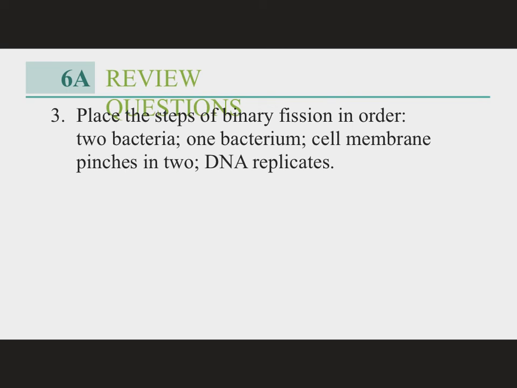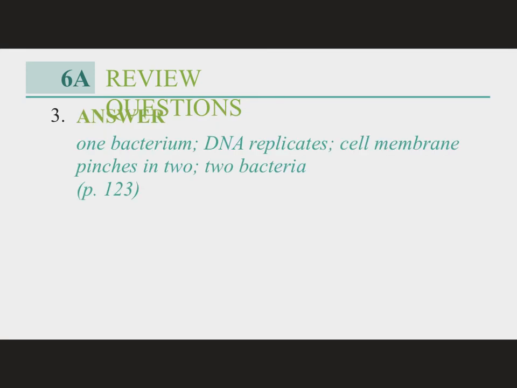Now, moving on. Let's talk about some questions here that you may have. Place the steps of binary fission in order. Let's move on, skip that. Okay, here's the answer to it. Well, one bacterium, then DNA duplicates, the cell membrane pinches in two, and then you have two identical cells. That's talking about the reproduction, okay?